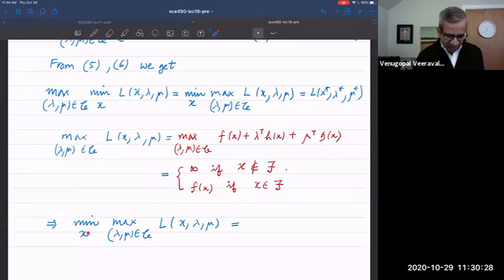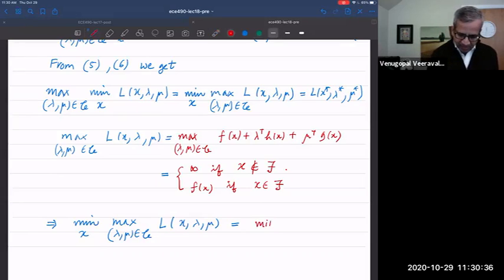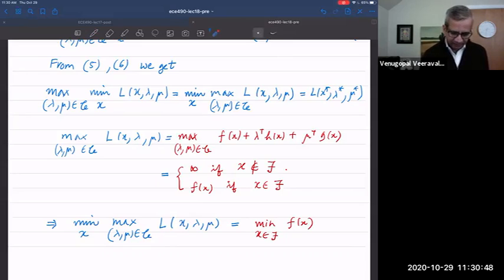of x. So the min over x, the max over lambda of the Lagrangian, is nothing but the minimum, and this is the original optimization problem. So this turns out to be nothing but the original optimization problem. Okay, so we've dealt with this part here. So the min max of L is nothing but the original optimization problem. Now let's look at this.